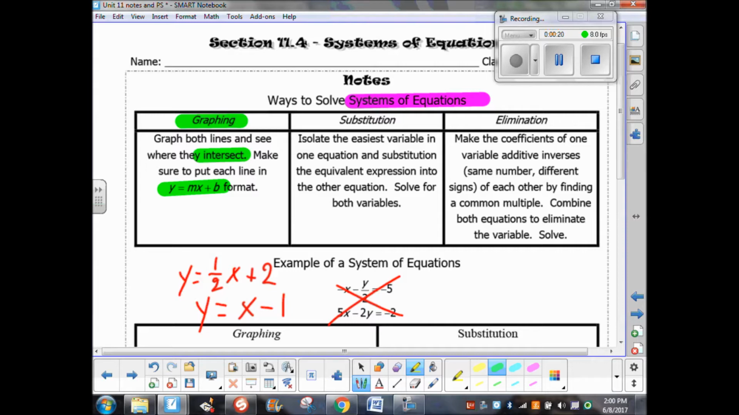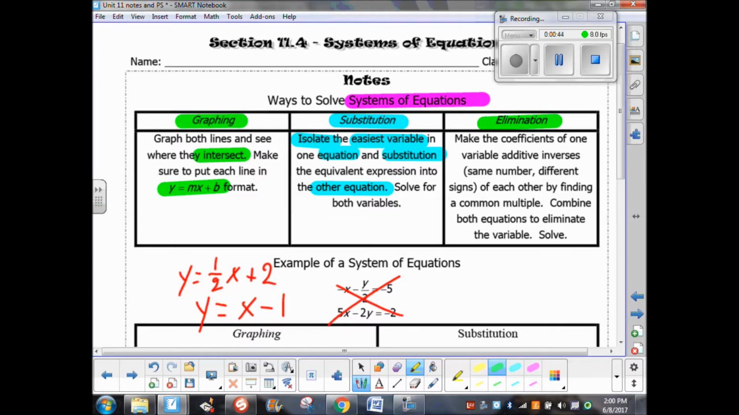Substitution. We have to isolate the easiest variable in one equation and substitute into the other equation. We still have to solve for both variables. That's our whole idea behind this.